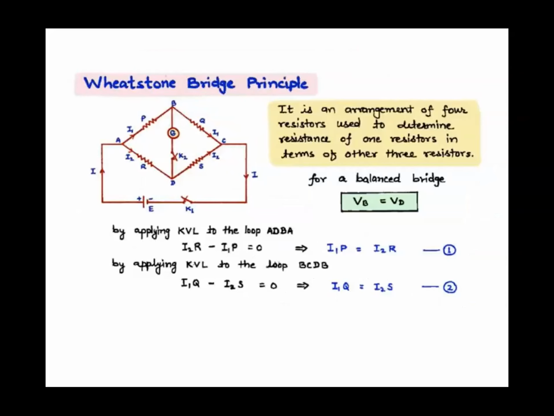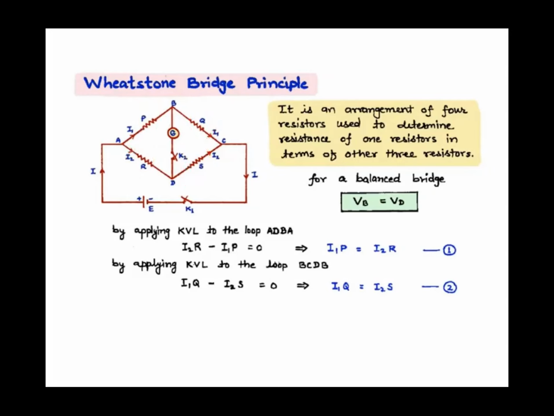Wheatstone Bridge. As you can see, a complex circuit on the screen. This is an arrangement of resistances. Here you can see the resistors arranged in a proper way. This arrangement of four resistors is used to determine the resistance of one resistor in terms of the other three resistors.